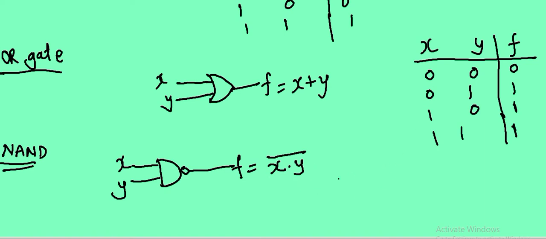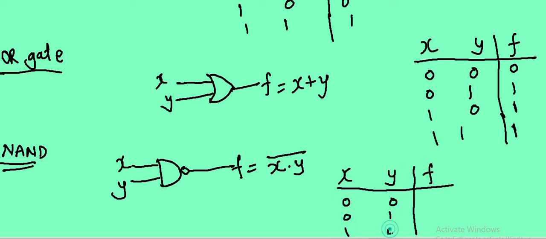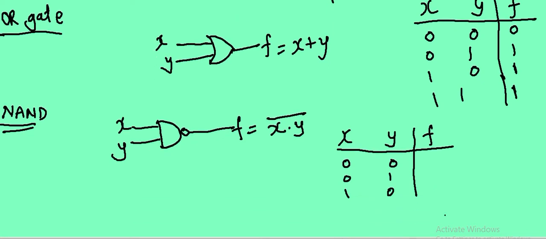So then the truth table will be the opposite of the AND gate. So it will be x y, right? The f is 1 for 0 0, 1 for 0 1, 1 for 1 0, then we have 1 1, right?